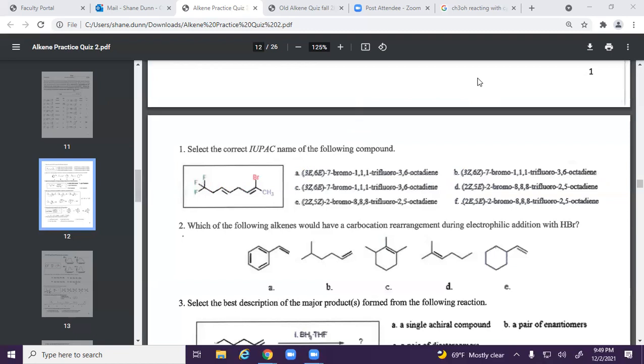Which of the following alkenes would have a carbon-carbon rearrangement during electrophilic addition of HBr? So, there you go. Positive charge, negative charge, correct? Is that going to form a ring? Yes or no? Not really, correct? Well, technically, this one's out. It has a ring. You can't form a ring if you already have a ring unless you have a lot of branching coming off, right? This guy only has two carbons.